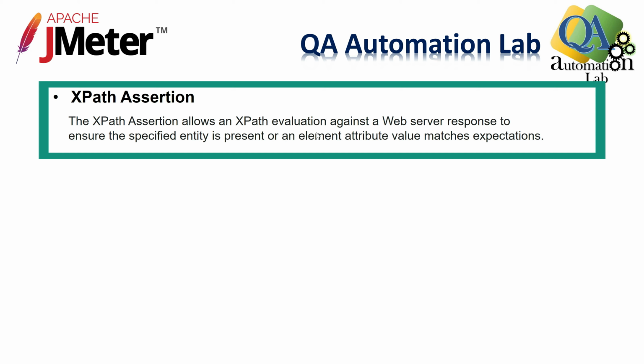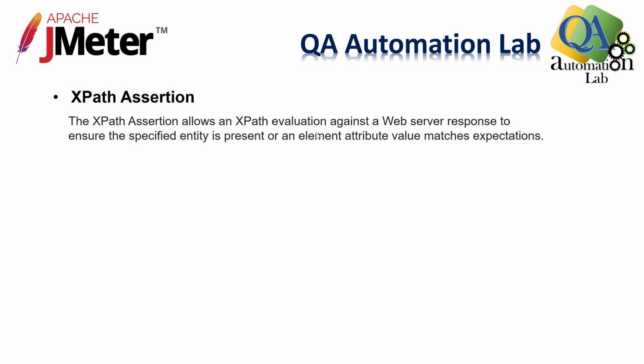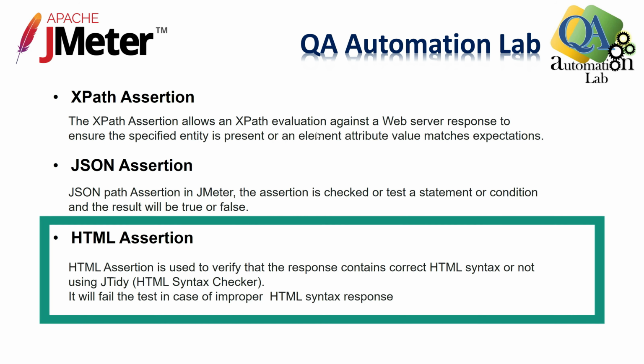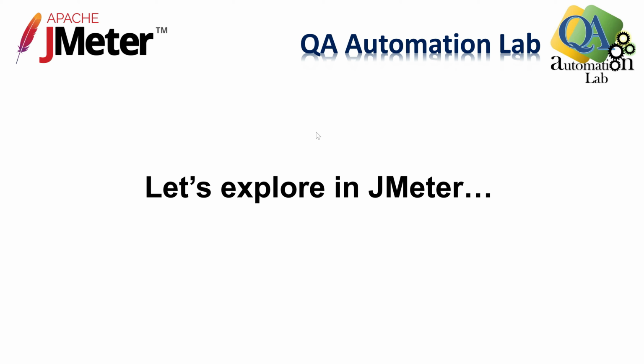XPath is one of the selectors which we commonly use in Selenium. We'll explore it later on. JSON Assertion is usually used to test against REST API. We are going to check with that JSON element only. Last one is HTML assertion. It is not commonly used, but when we want to check HTML syntax from the response, we use HTML assertion. Let's explore in JMeter.